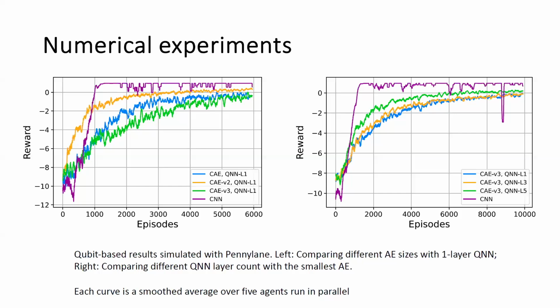And also, as expected, if you have a very small autoencoder, you need more quantum layers. This proves that the quantum layers are actually doing something to help the learning, not just sitting there. And the classical CNN is? The classical CNN is just a baseline. It has a little bit more parameters than the quantum and the autoencoders together.